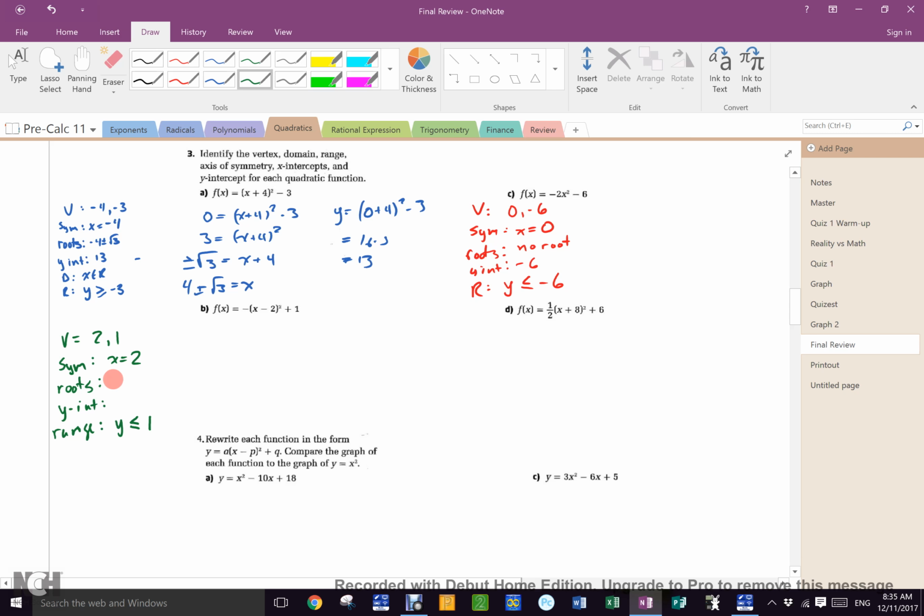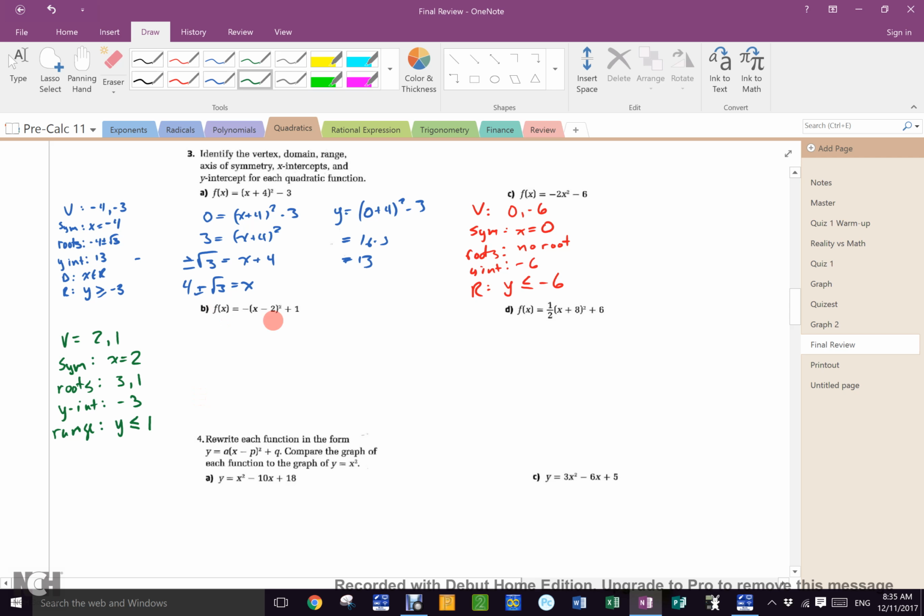Somebody should be able to tell me this. Pardon? 1, 0, and 3. Yes, okay. So the roots are 3 and 1. Excellent. And what's the y-intercept? -3. Quick check. Yep. Nice. Without even me having to show any work.